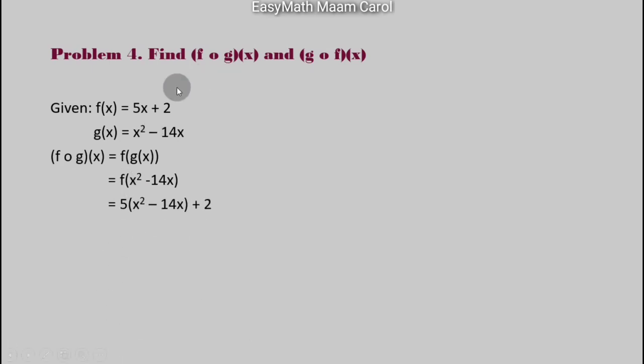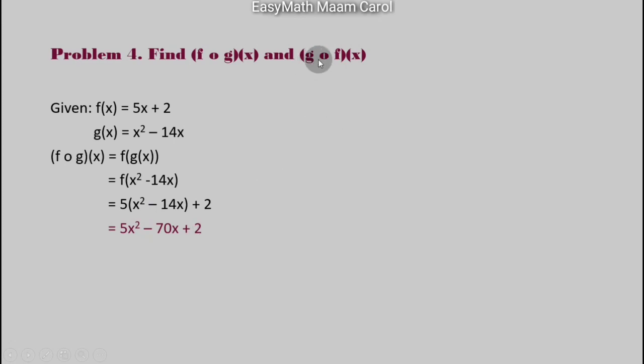Ayan. So, ito yung 5. Tapos instead of x lang, ang ipinalit natin ay yung expression na x squared minus 14x, plus 2. Yung plus 2 ay pareho pa rin. Yung x lang dito ang pinalitan natin. And then we will distribute 5 dun sa dalawang expression. So, we will have 5x squared. Tapos yung 5, i-multiply mo dun sa negative 14. That's negative 70. So, negative 70x plus 2. Ito na yung sagot. So, f of g of x is 5x squared minus 70x plus 2.